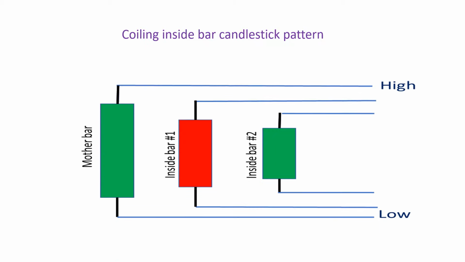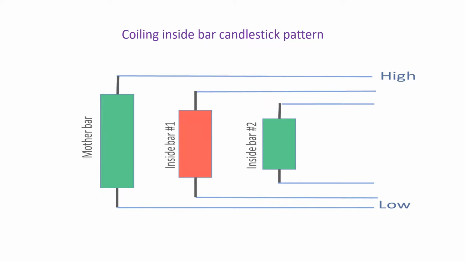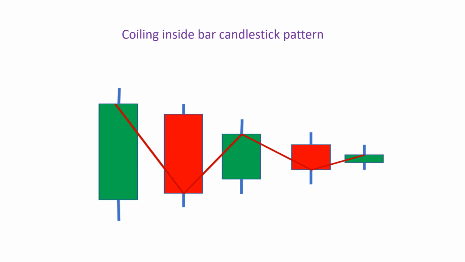The second golden inside bar trading strategy is the quelling inside bar candlestick pattern. A quelling inside bar consists of two or more inside bars, each of which is contained within the high and low of the prior candle, coiling up tighter and tighter like a spring within one another. When there are more than two inside bars, it visibly looks like a kind of consolidation pattern.